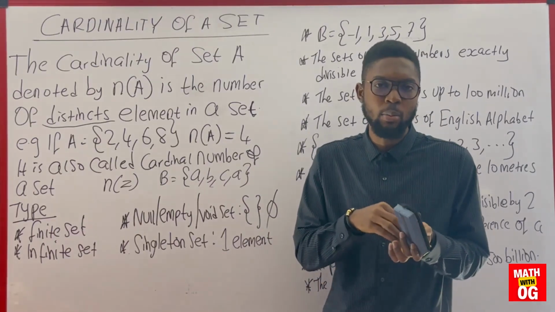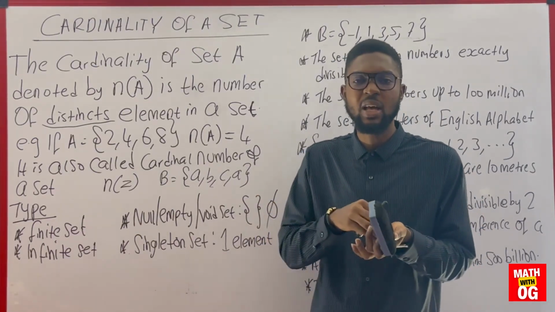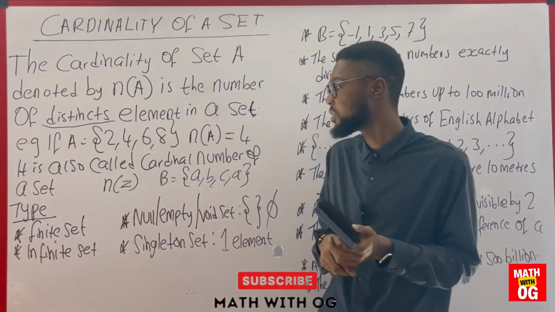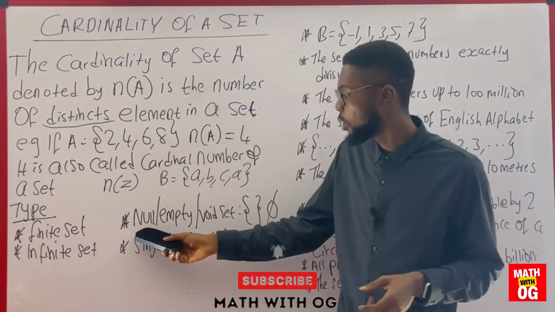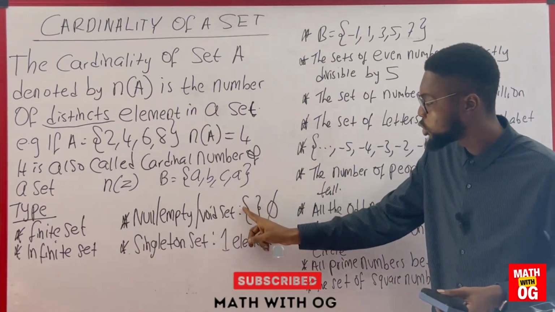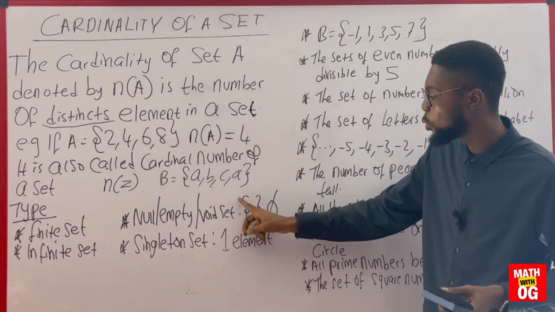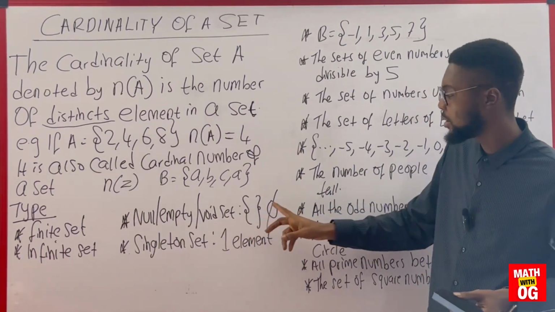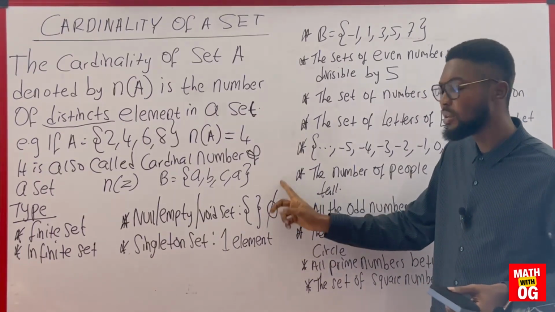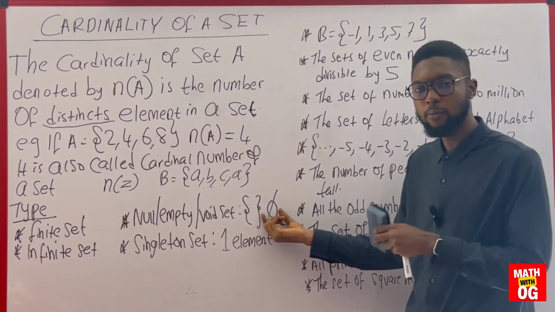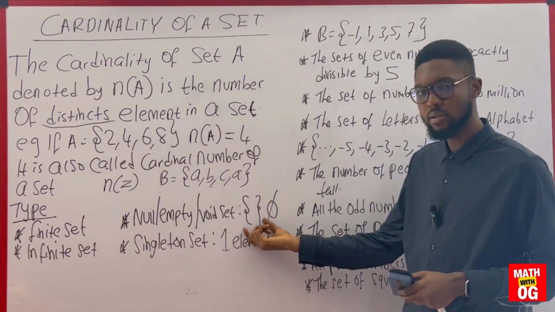Now that we know the number of elements is countable, we still have some special cases of finite sets. Those two cases are the null, empty, or void set, which we represent by two curly brackets, an opening bracket and a closing bracket, without including an element inside, or we represent it with the symbol phi.